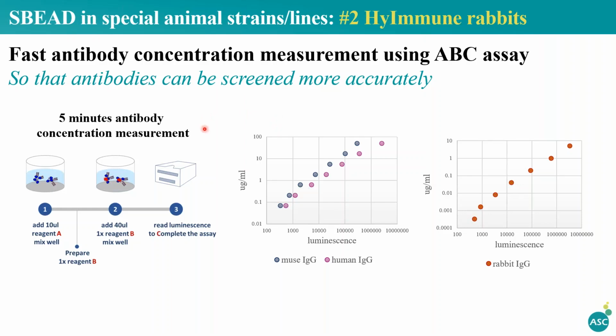So we tested a few various methods for antibody quantification, and we are now using the ABC-assay method in our lab. ABC-assay is a fast mix-and-read method, which involves a very simple procedure and takes less than 5 minutes to complete. Our test showed that the method can be used for mouse, human, and rabbit antibody quantification. It is especially sensitive for rabbit IgG quantification, with a low detection limit of about 1 nanogram per ml and a linear range of about 4 log.